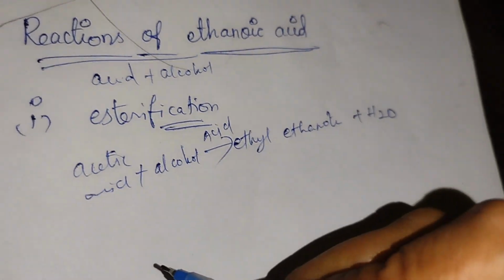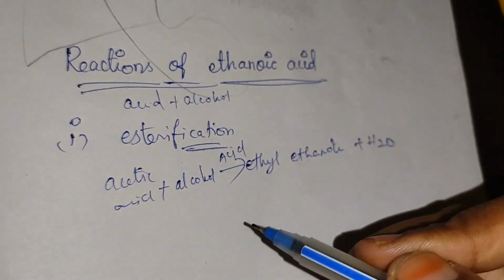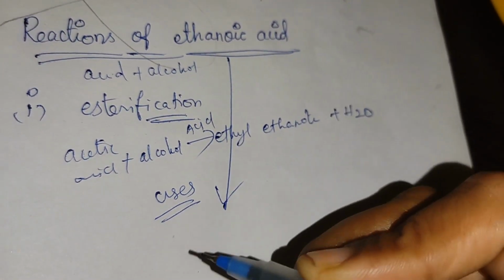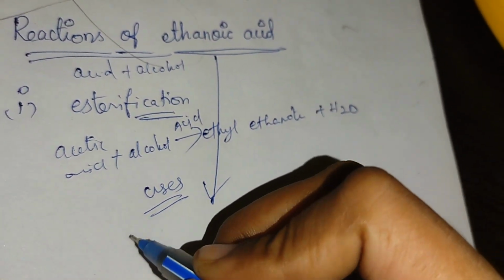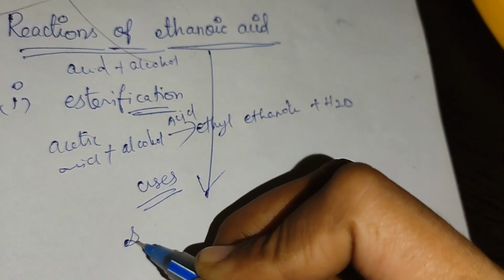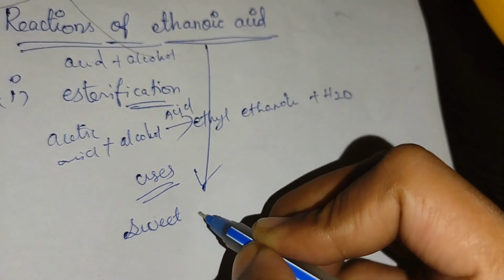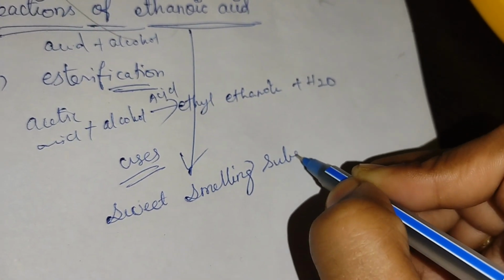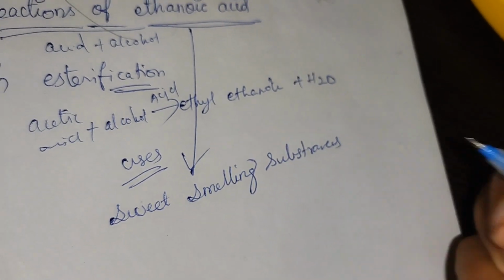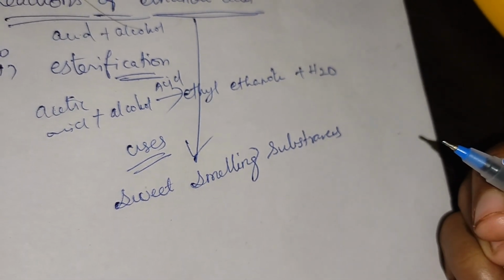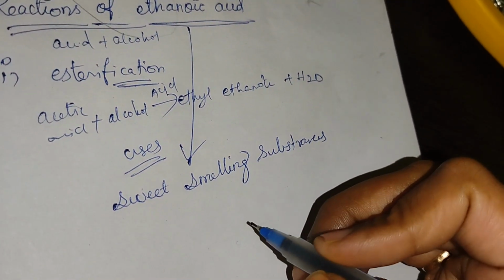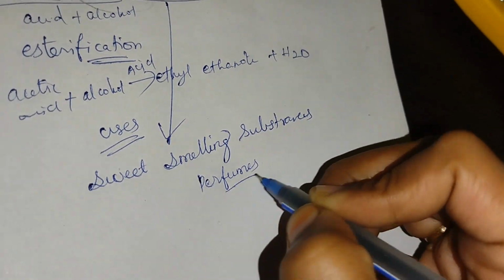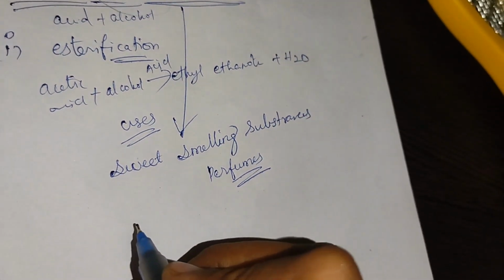So what is the use of this ethanoic acid? It is used as a sweet smelling substance in making perfumes. It is used as a flavoring agent in perfumes. This is the main use of this ethanoic acid.